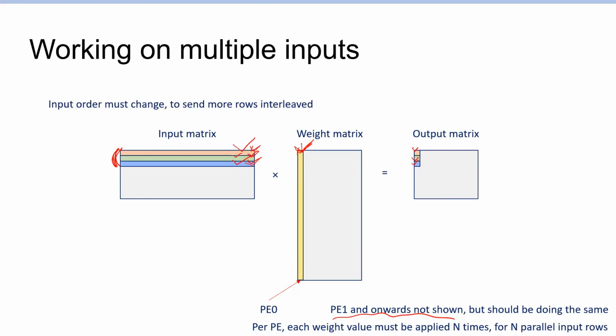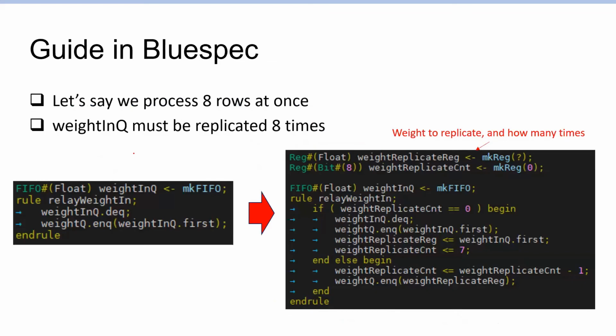Input order must also change. So input coming in from the software should also be changed. The software needs to be modified to change the way the input data is stored and sent in. Instead of sending in one row first, one row next, and one row next, we send it 1, 2, 3, 1, 2, 3, 1, 2, 3, and so on. So all of these have to be changed, and I'm going to walk you through all of that.